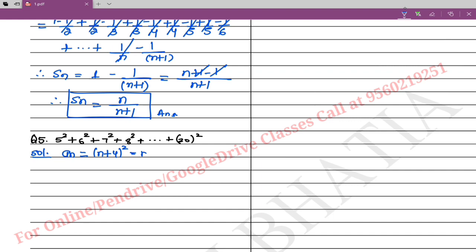So it would be n square plus 16. I am just opening this bracket by using the formula of (a plus b) whole square, plus 8n. So therefore finally a_n is n square plus 8n plus 16. Now we have to find S_n. S_n is summation a_n, which will be equal to summation of n square plus 8n plus 16.